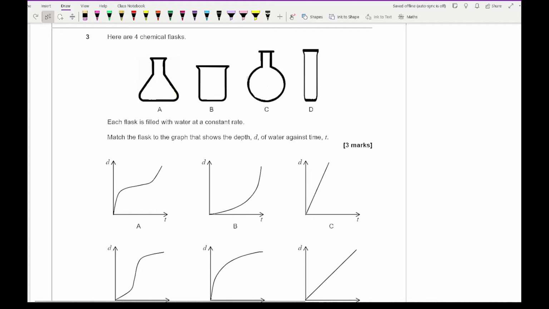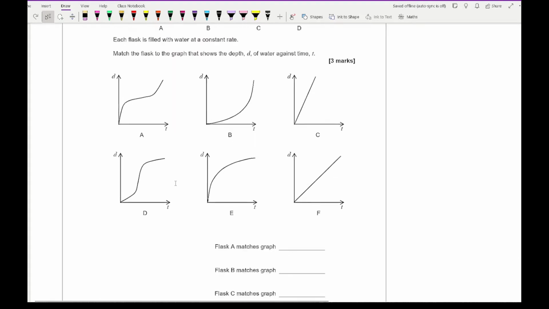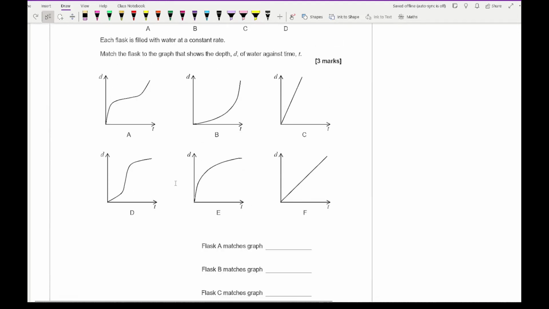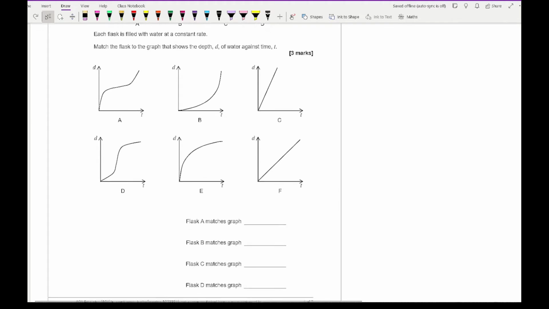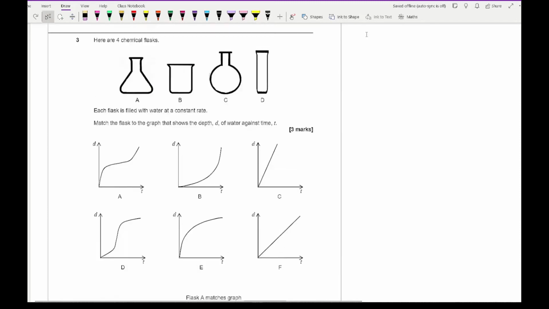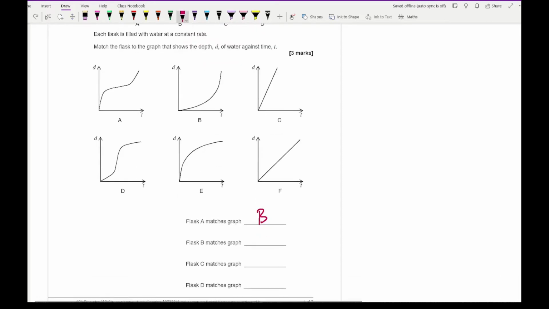Now in terms of the actual answers we should have, let me just zoom out a little bit so we can actually see the graphs and the actual answers. Let me just scroll down. Oh, there we go. So in terms of flask A, which looks like that, then that should be graph B. The next one is F, next one is A, and the fourth one is C.